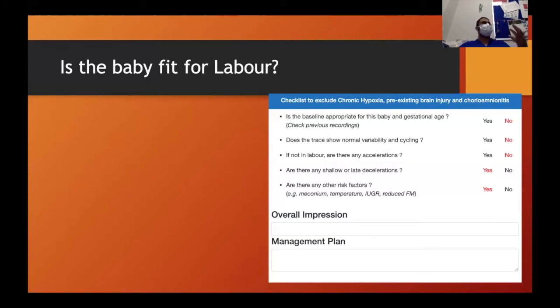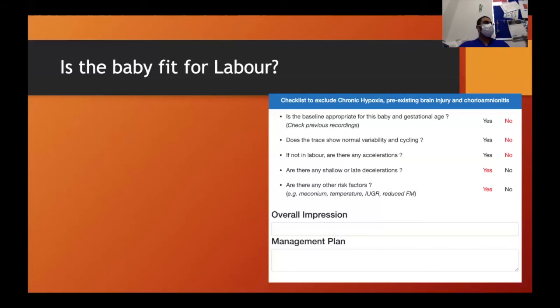Because if the baby is already having a high baseline, so it's already responding, it's already stressed, it's not actually cycling anymore, and there are shallow late decelerations, do you really think this baby is going to withstand going through the rest of the process? Okay. One of the biggest improvements since we started physiology is highlighting the babies that are not fit for labor and getting them out of the mix earlier. Yet we're sometimes still too late.